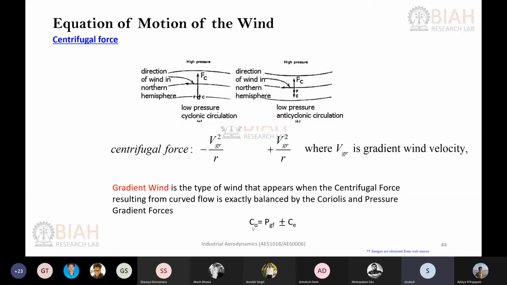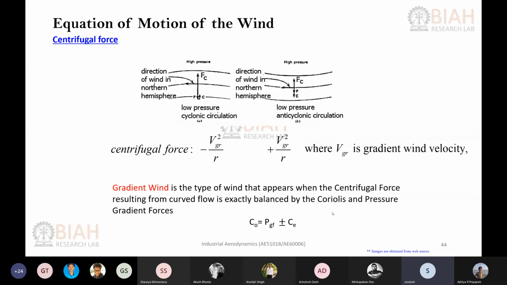Okay, so that particular situation may arise, and basically in a mathematical form you can write it this way: your Coriolis force is balanced with your pressure gradient force and your centrifugal force, and like I have said, it can be plus or minus depending on whether it is along the direction of the pressure gradient or opposite to it. Okay, so you can achieve a force balance from it.